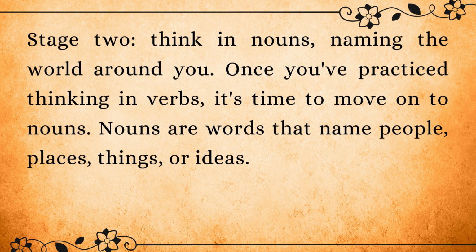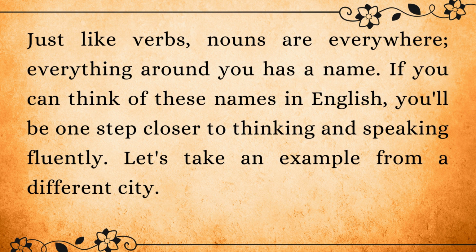Stage 2. Think in nouns, naming the world around you. Once you practice thinking in verbs, it's time to move on to nouns. Nouns are words that name people, places, things, or ideas. Just like verbs, nouns are everywhere. Everything around you has a name. If you can think of these names in English, you'll be one step closer to thinking and speaking fluently.